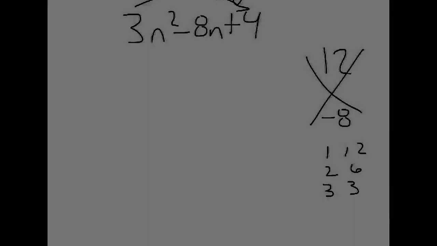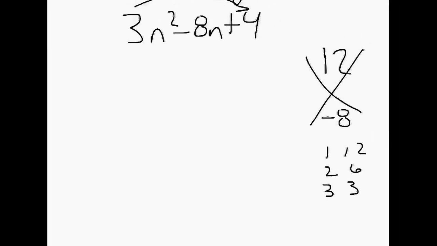3n squared minus 8n plus 4. Multiply 3 times 4 to get 12. And then we're going to add to get negative 8. So the factors of 12 are 1 and 12, 2 and 6, 3 and 4. Since we're going to get a negative, we're going to switch all these to negatives. So this would be negative 13. That's not right. This would be negative 8. That is right. This would be negative 6. That's not right. So this is negative 2 and negative 6.